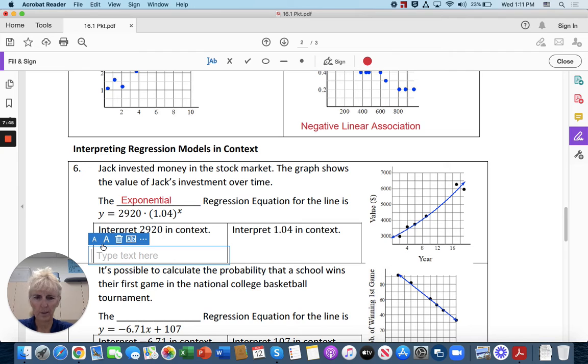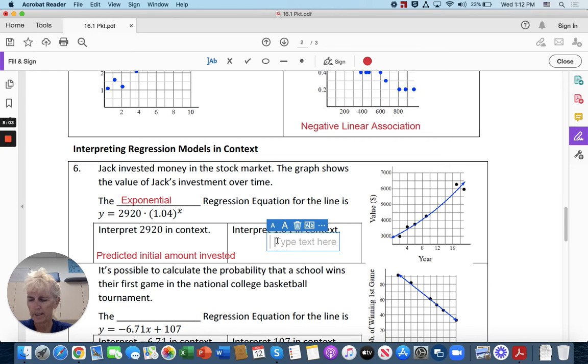That is the predicted initial amount invested. The 1.04 is how much of an increase that is expected every year.